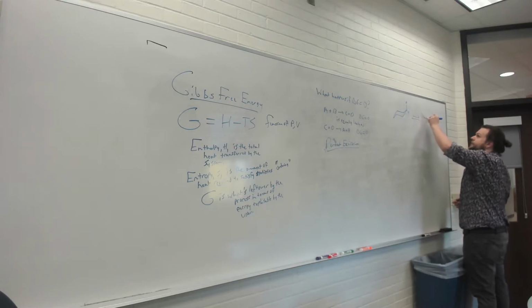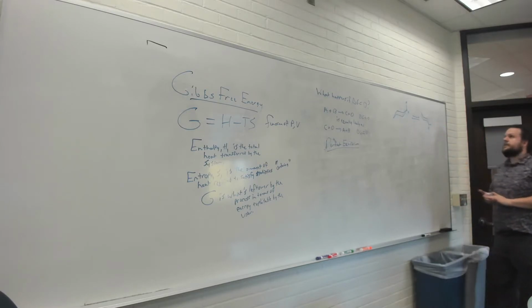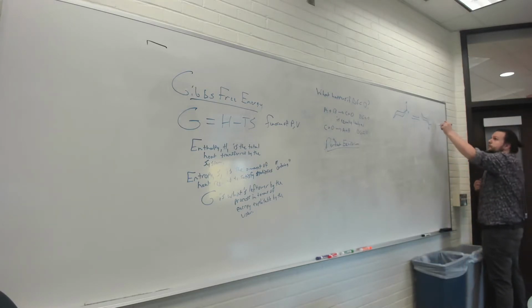Let's see if I can draw it. It's like this. Hey, that's not half bad. Where the X now is equatorial. The H is like that, right? And the question we have is delta G. What is delta G?